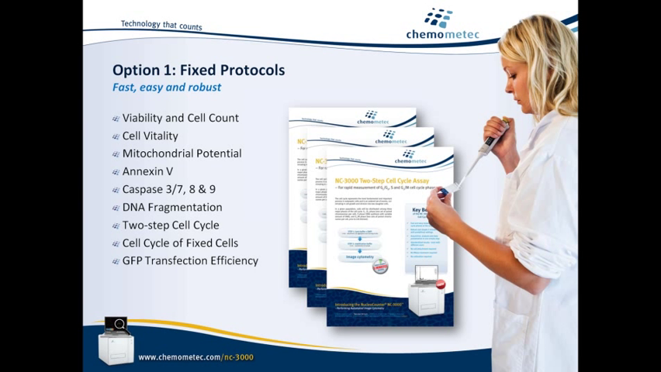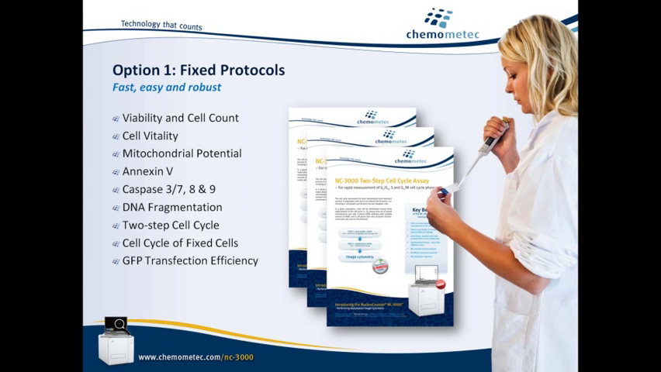And then the two-step and fixed cell cycle protocols, especially the two-step cell cycle, is a fast, robust cell cycle assay where you can get the cell cycle profiles of your cells in 5 to 10 minutes. And finally, there is a GFP transfection efficiency assay.